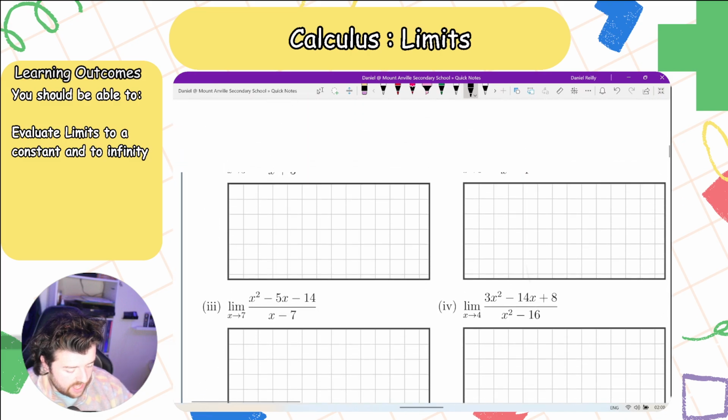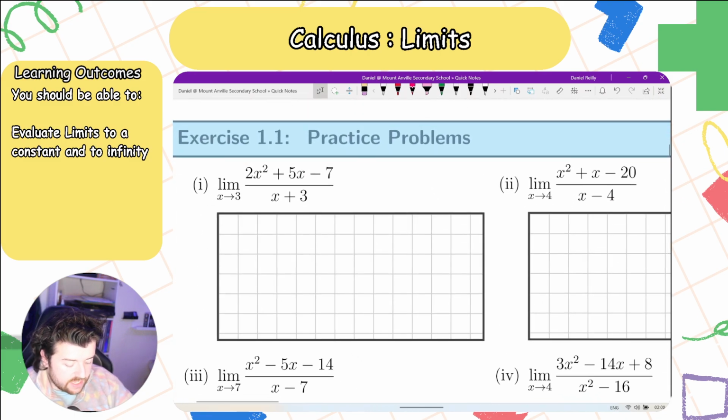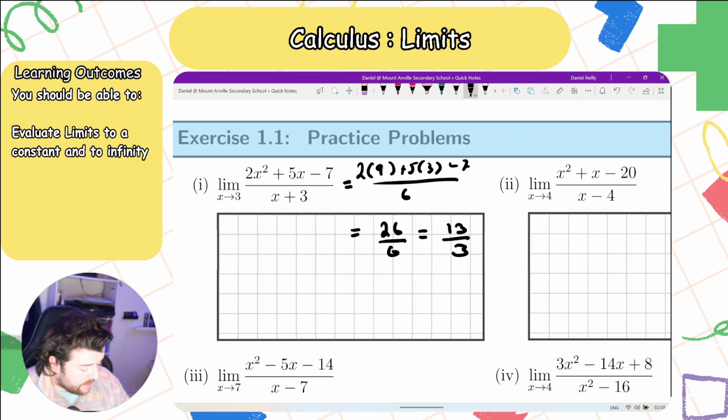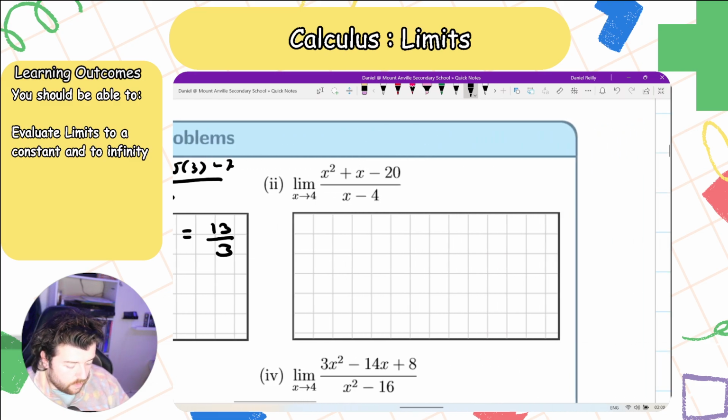So let's just look at a few examples here. Looking at this one, find the limit of this function, 2x squared plus 5x minus 7 over x plus 3. If I sub in x is 3 here, 2 times 3 squared, which is 9, plus 5 times 3, minus 7, all over 3 plus 3, which is 6. I'm going to get 18 plus 15 minus 7, which is 26, over 6. My answer is 13 over 3.